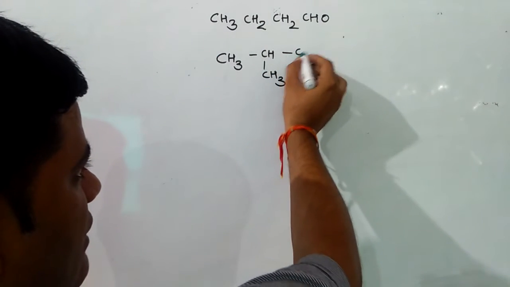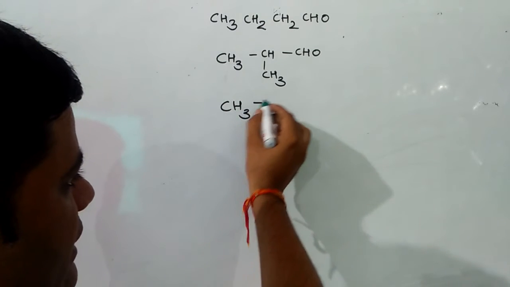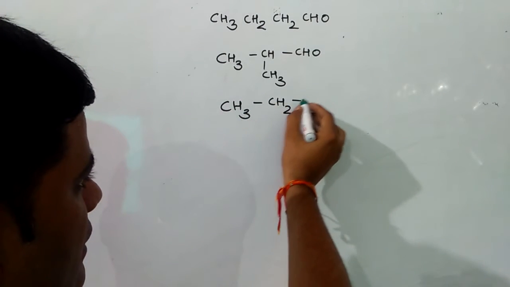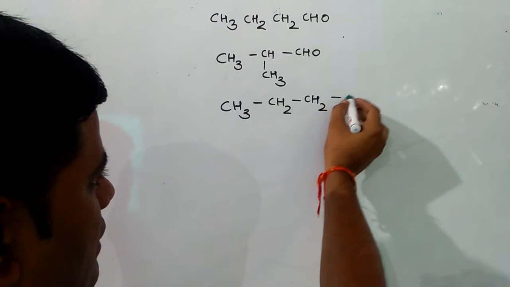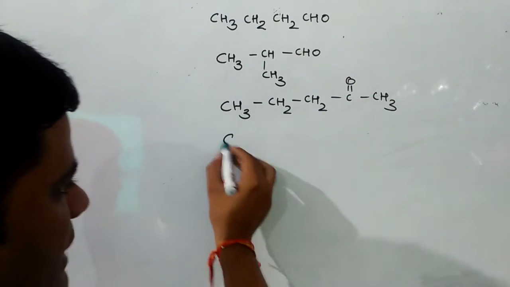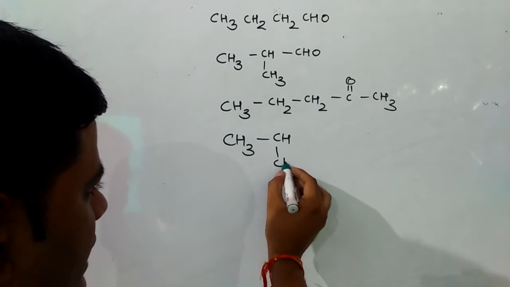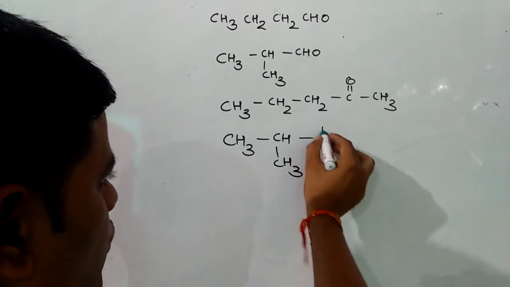Similarly for ketone, the first one will be pentan-2-one and the second one will be 3-methyl butan-2-one.